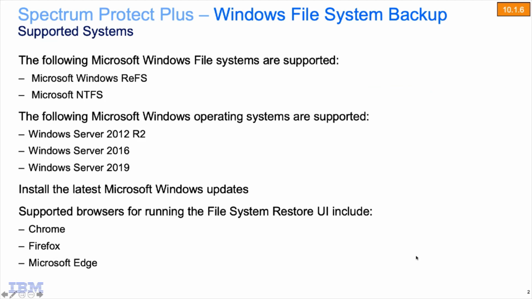So just starting out with some background, some supported systems. We are going to support Windows 2012 R2, 2016, and 2019. And we are going to support Windows Resilient File System and NTFS to begin. So note that file allocation table drives, or FAT drives, are not on that list. From a browser perspective, in order to use the file system restore UI, you're going to have to use Chrome, Firefox, or Microsoft Edge.